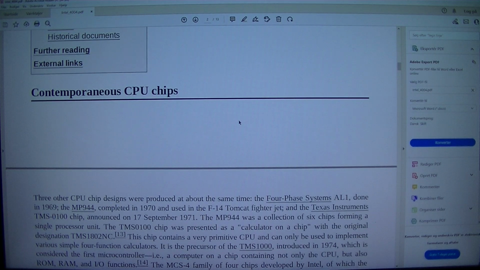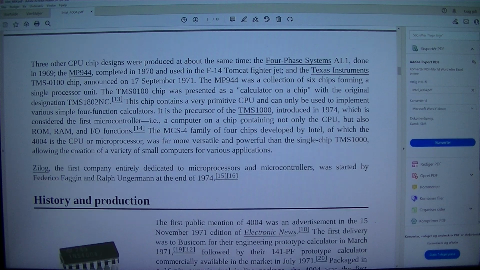Contemporaneous CPU chips. 3 other CPU chip designs were produced at about the same time: the Four-Phase Systems AL1, done in 1969, the MP944, completed in 1970 and used in the F-14 Tomcat fighter jet, and the Texas Instruments TMS-0100 chip, announced on the 17th of September, 1971. The MP944 was a collection of 6 chips forming a single processor unit.